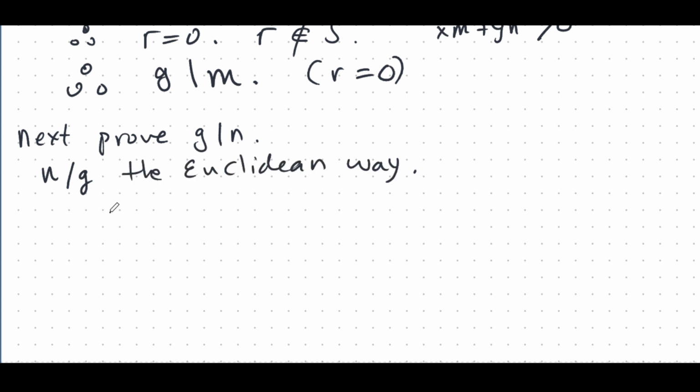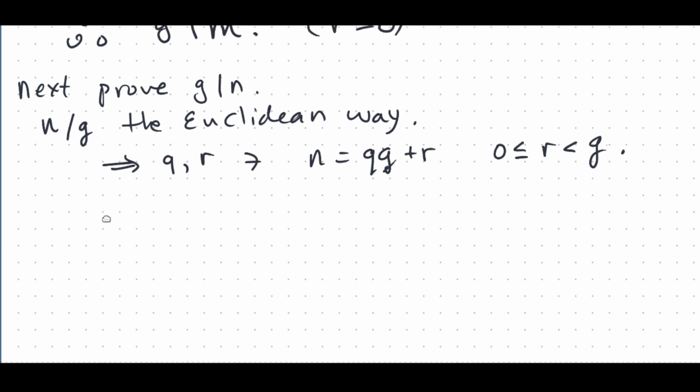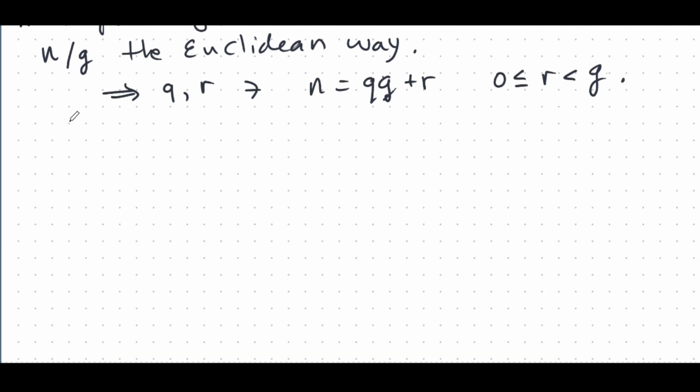So we know that this will give rise to Q and R such that N is Q times G, the coefficient times G, plus R, and 0 less than or equal to R less than G. Sorry, less than G. Because we're dividing by G, it has to be less than the divisor. Right, okay, great.